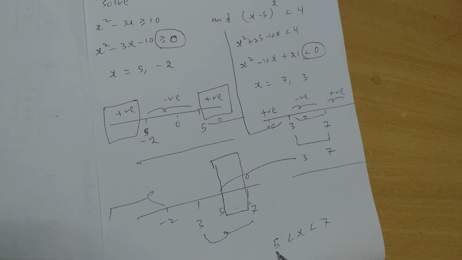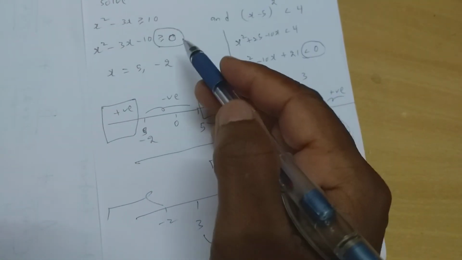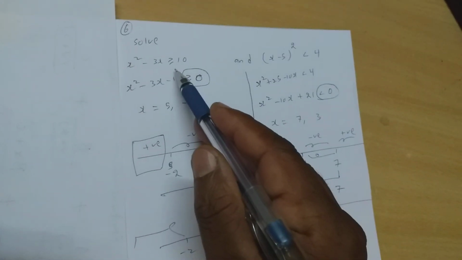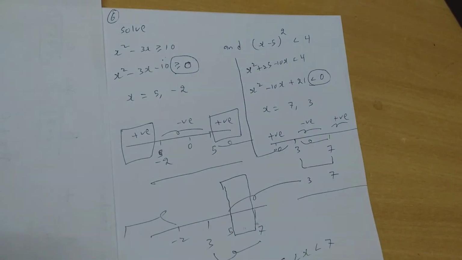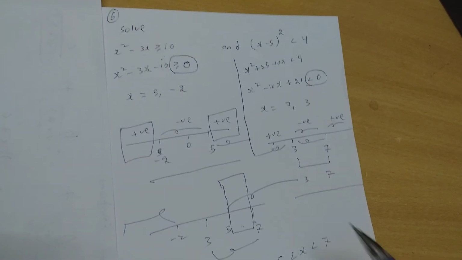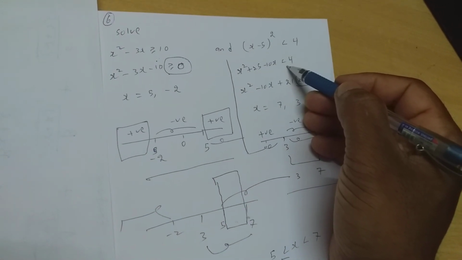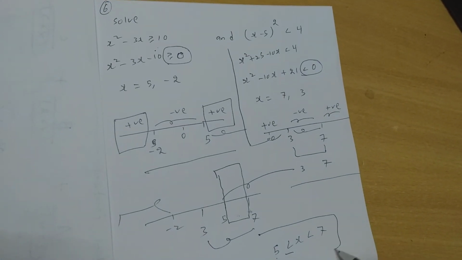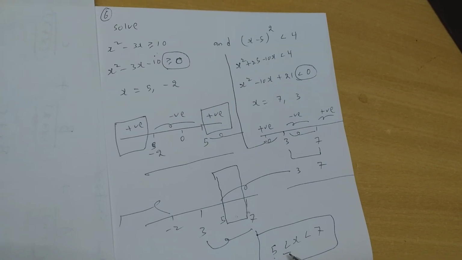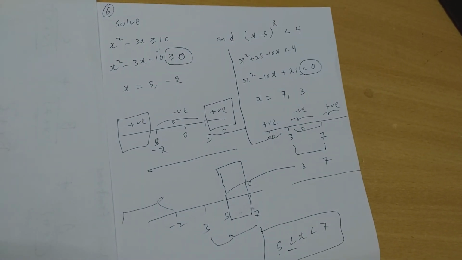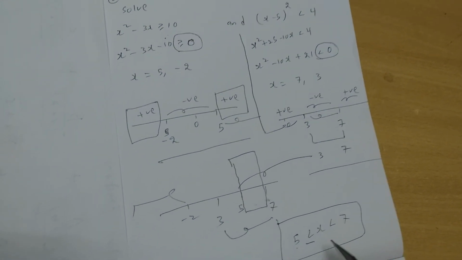Now here 5 we got from this equation. We have an inequality over here, so for 5 equal to should be placed. 7 we got from this equation. We don't have equal to symbol for this equation. So this is our final answer. We see the values which are common to both. That will be my answer.